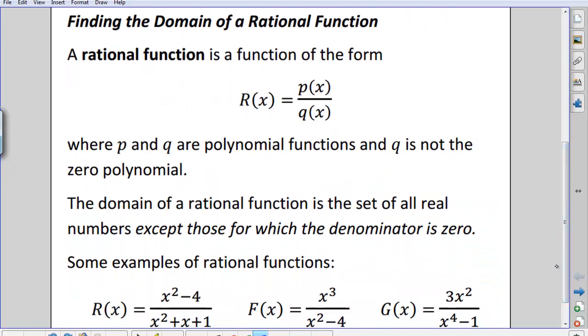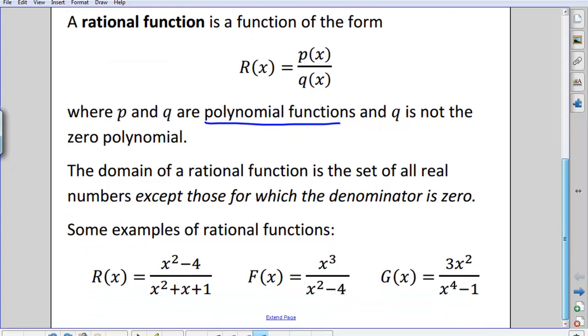The definition of a rational function is pretty simple. It says a rational function is a function of the form p of x over q of x. So we have this fraction, and these two functions, p of x and q of x, are polynomial functions, and q is not the zero polynomial. So some examples of what that looks like. Basically what we're doing is dividing two polynomials. You can see these three examples. The numerator is a polynomial, x squared minus 4, for this first example. The denominator is this trinomial, x squared plus x plus 1, and so it's just dividing two polynomials. Okay, so we'll call those rational functions.